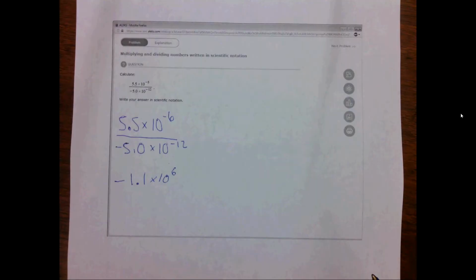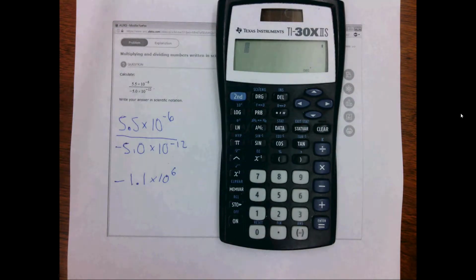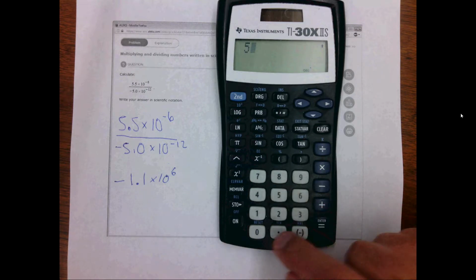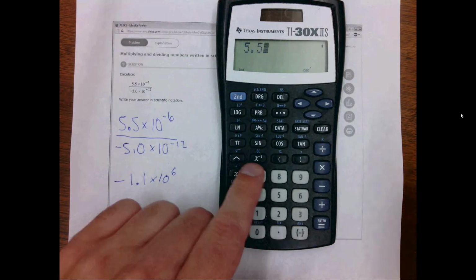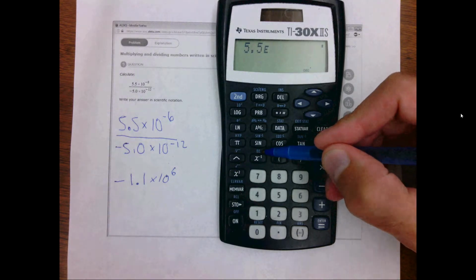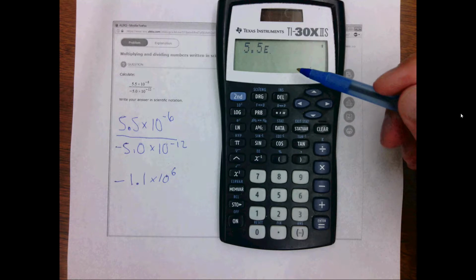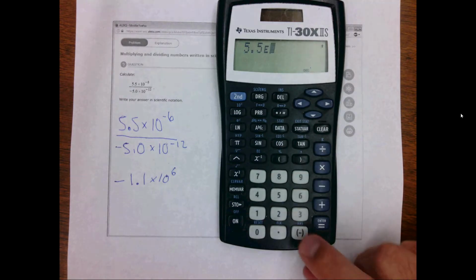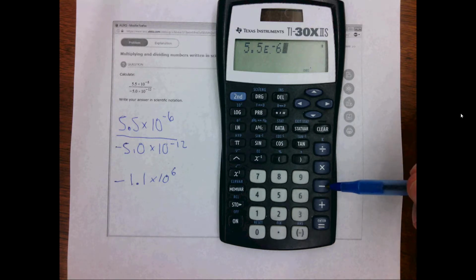A Texas Instruments calculator works similarly, but not exactly the same way. In this case, for Texas Instruments, we want to do 5.5, hit the second button, and then the blue ones are the seconds. We want to use the EE. Notice that when we push the EE key, only one E shows up on the screen. This is engineering notation, and this means times 10 to whatever power. Now we want to put the power, negative 6. Again, use this negative, not the minus sign.